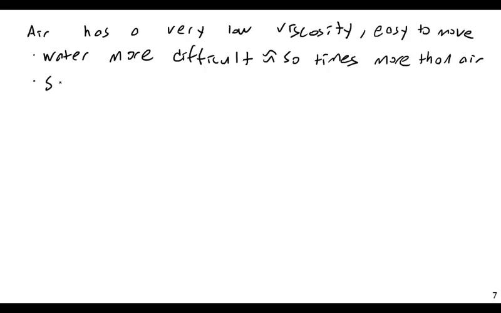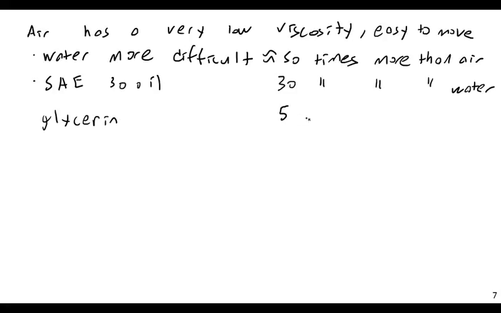If you have something like motor oil, like SAE 30 oil, that's even more viscous. That's about 300 times more than water. Something even thicker like glycerin. Glycerin is approximately 5 times more than SAE 30 oil. And then finally something like molasses is approximately 5 times more than glycerin.